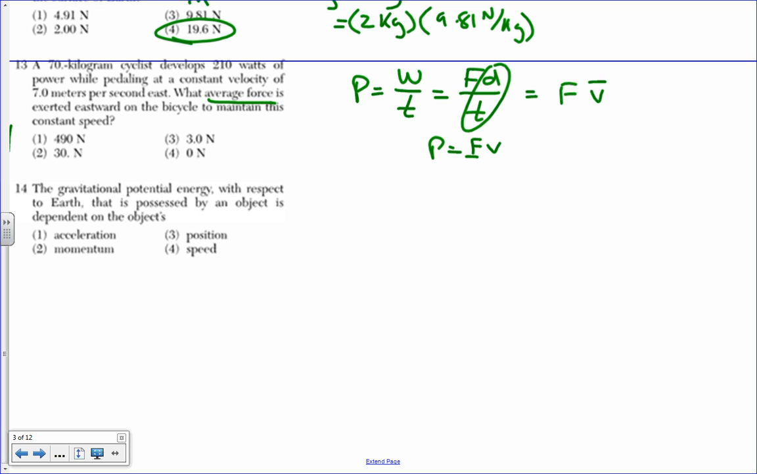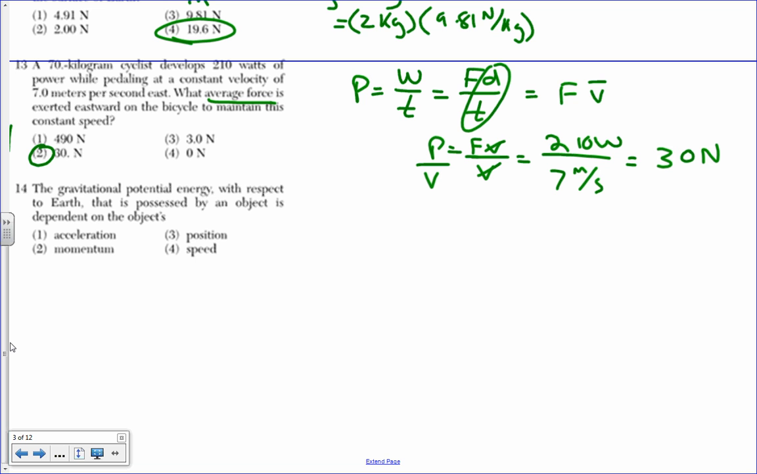We're asked to find the average force, so I want to get my F. So I divide by v on both sides, and that would be my 210 watts divided by my v of 7 meters per second. So notice that in this, the 70 kilograms doesn't make a difference. And 210 divided by 7 is 30 newtons. So we get 30 newtons. Choice 2.